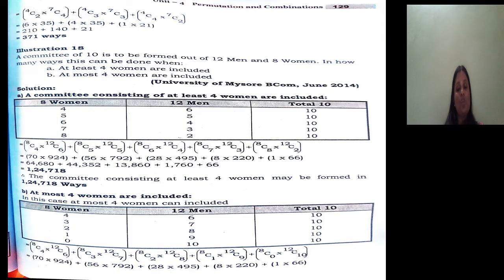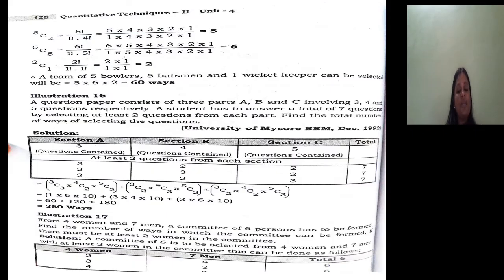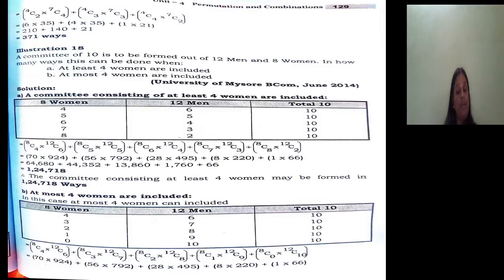If you take 4 men, how many women will it be? 2, so the total becomes 6. So 4C2 into 7C4 plus 4C3 into 7C3 plus 4C4 into 7C2 is the answer for this question. So the answer is 371 ways: 210 plus 140 plus 21. So 371 ways of what? Selecting 6 players in such a way that there must be 2 women in the committee.